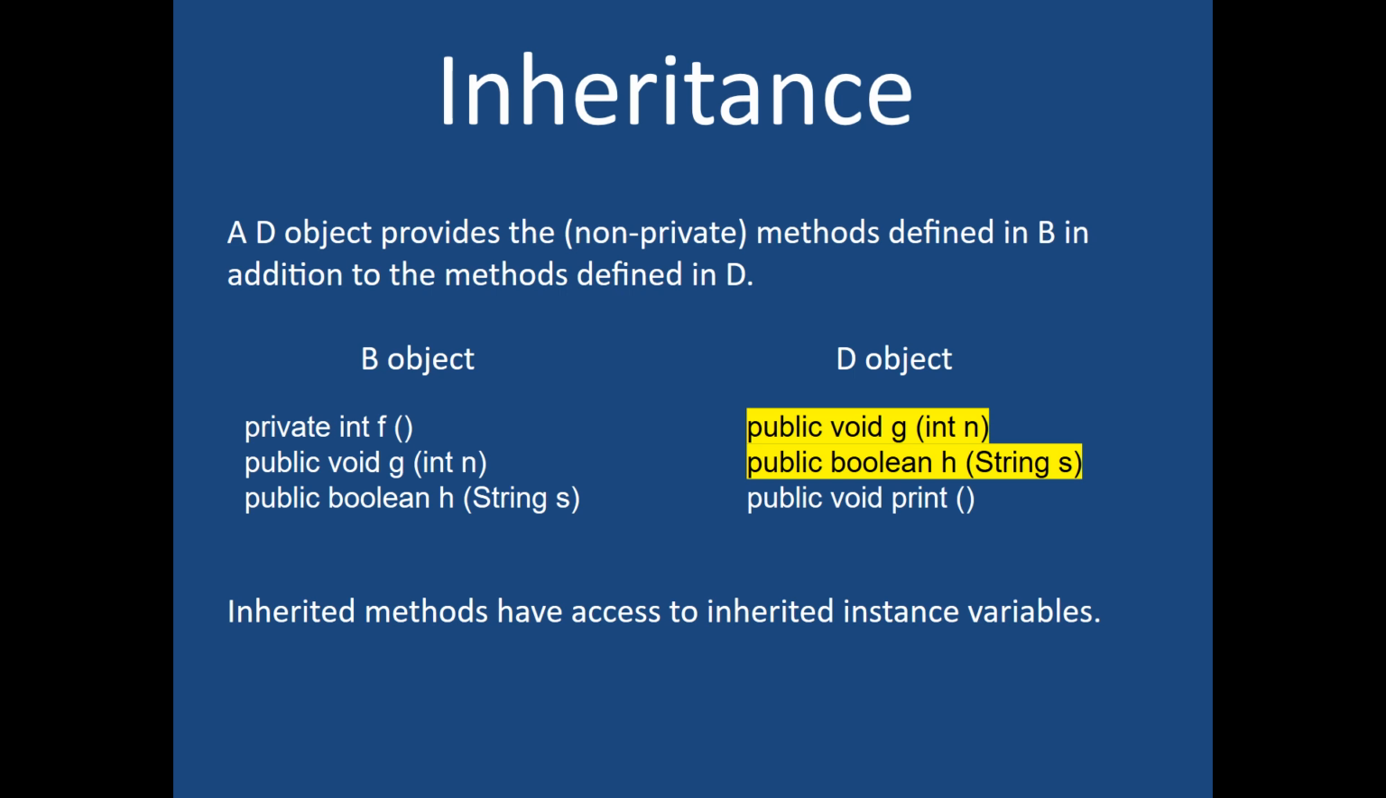Now, any non-private method in B is also part of D. Let's say that B defines a method F, a method G, a method H. F is private, right? So we get the public G and the public H in D for free. When you create a D object, you can invoke the method G on it, you can invoke the method H on it, and it runs just like it would on a B object. Plus you can add new methods, so I've added a print method.